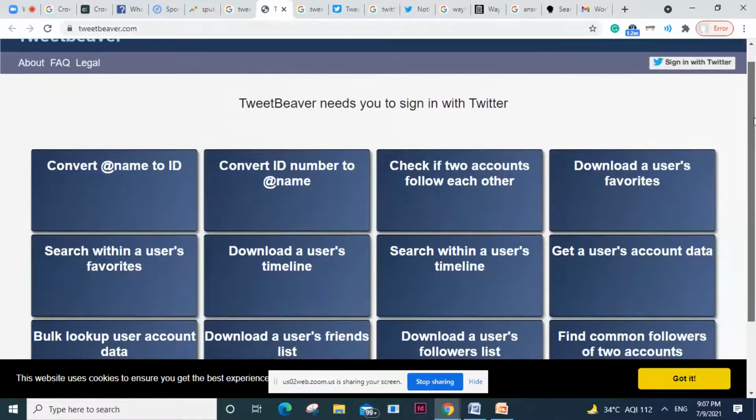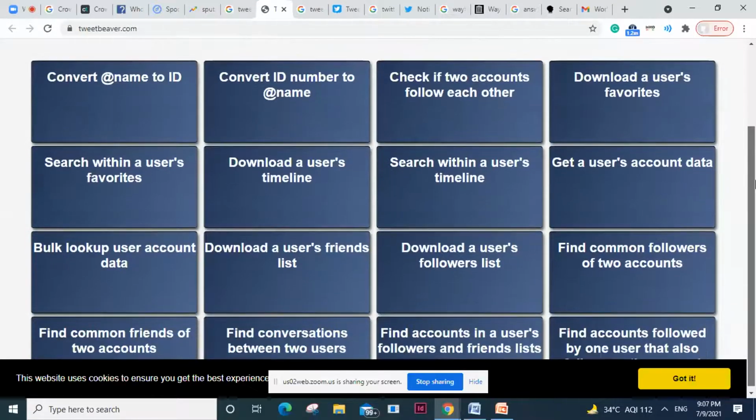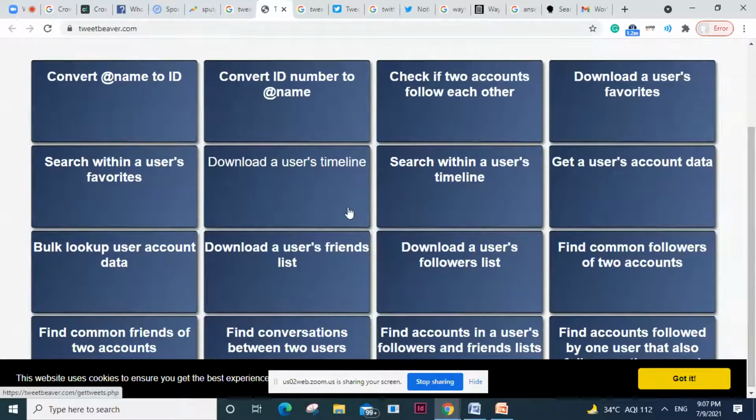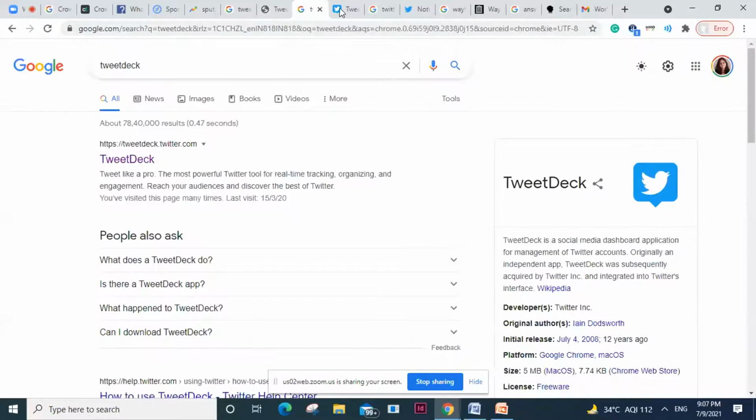This is Tweetweaver. This also gives you a lot of information related to Twitter, right? So for example, you want to download a user's timeline, or you want to convert an ID number to a name. So there are a lot of features in this. You need to explore this whenever you have time. These are easy tools, they are not at all difficult tools. It's just that you need to spend some time.